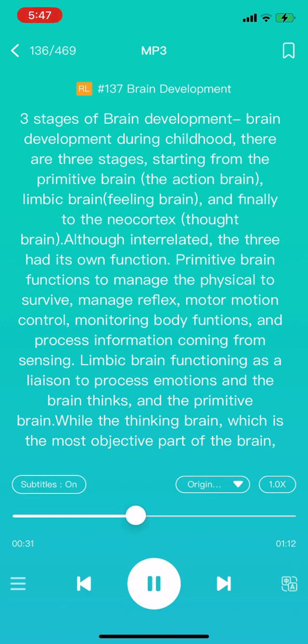The limbic brain functions as a liaison to process emotions between the thinking brain and the primitive brain, while the thinking brain, which is the most objective part of the brain, receives input from the primitive brain and the limbic brain. However, it needs more time to process information from the primitive brain and the limbic brain. The thinking brain is also a place of experience, memory, feeling, and thinking ability to give birth to ideas and actions.